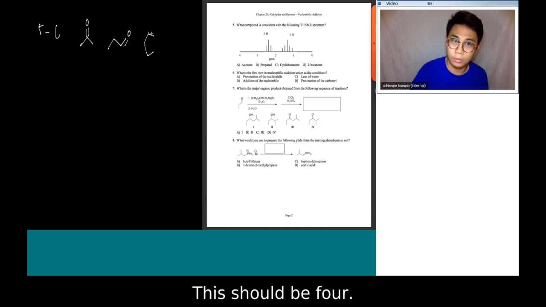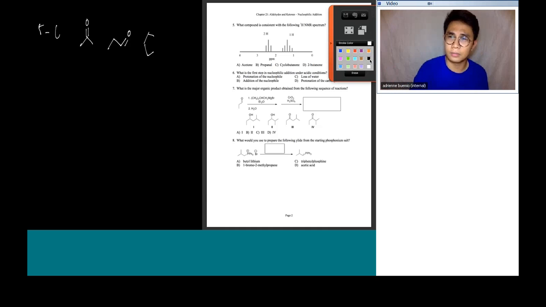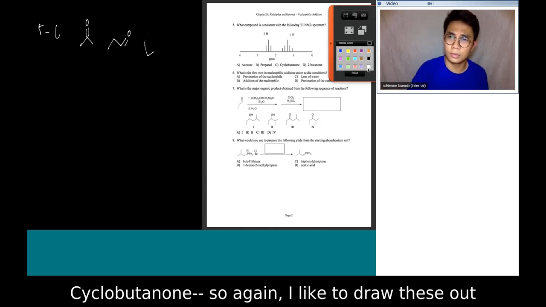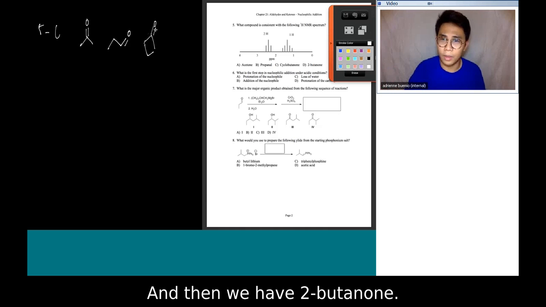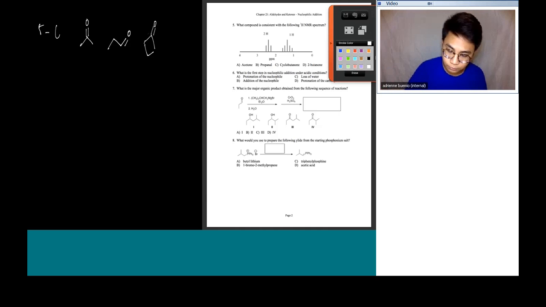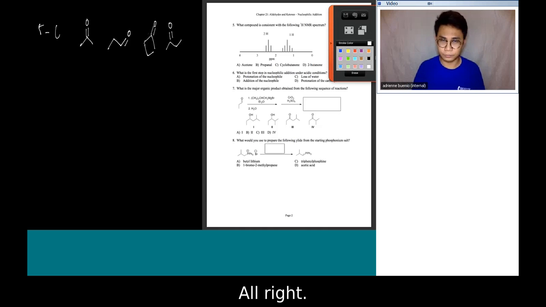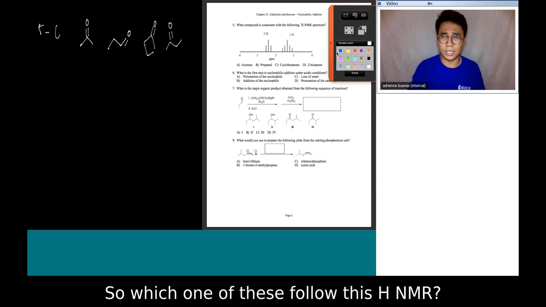This should be four. Let me erase that. Cyclobutanone. So again, I like to draw these out because seeing them visually is better for me. And then we have 2-butanone, right? So which one of these follow this HNMR?